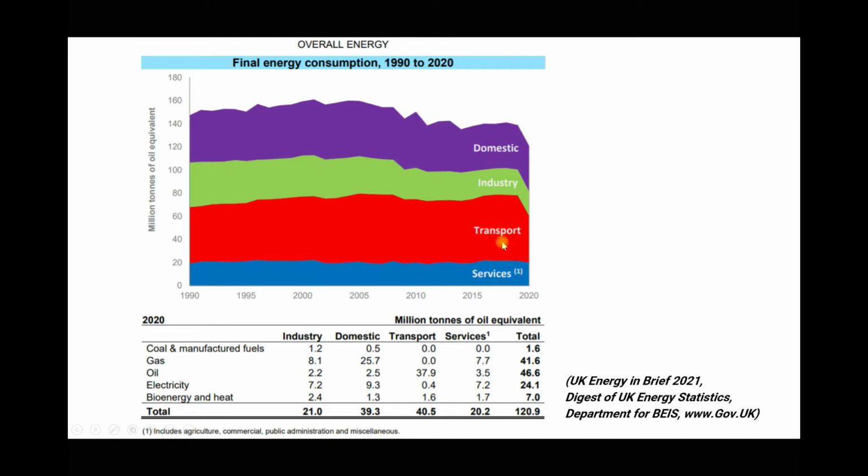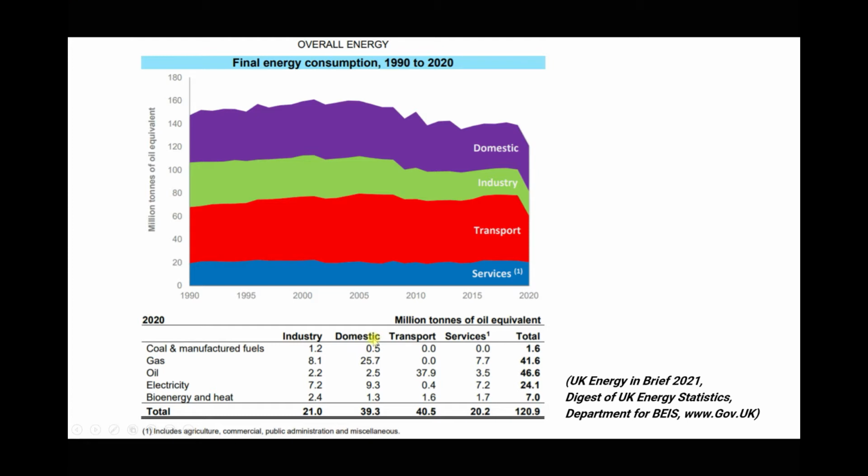A couple of other points to note: we see that transport, as we mentioned before, is heavily reliant on oil, and this is evident from the table underneath, where we can see of the total transport energy being consumed of 40.5 million tonnes of oil equivalent, 37.9 million tonnes of oil equivalent are coming from oil. Another important point to note is that for domestic, we can see that a huge amount of gas, 25.7 million tonnes of oil equivalent, from a total energy consumption of 39.3 million tonnes of oil equivalent, is coming from gas.